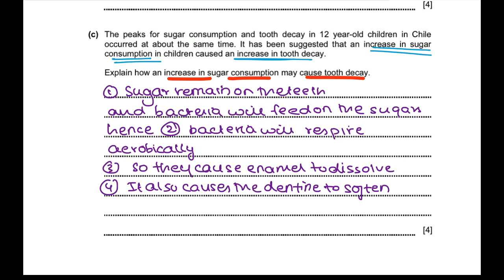Okay, and the fourth point is, when it respires aerobically, it produces an acid. That is the most important point. It produces an acid, and this acid dissolves the tooth enamel and dentine. So it dissolves the tooth enamel and causes it to become weak, and it softens the dentine. Remember, the enamel is the hard outer layer. It's the first layer. The dentine is the second layer right below the enamel.